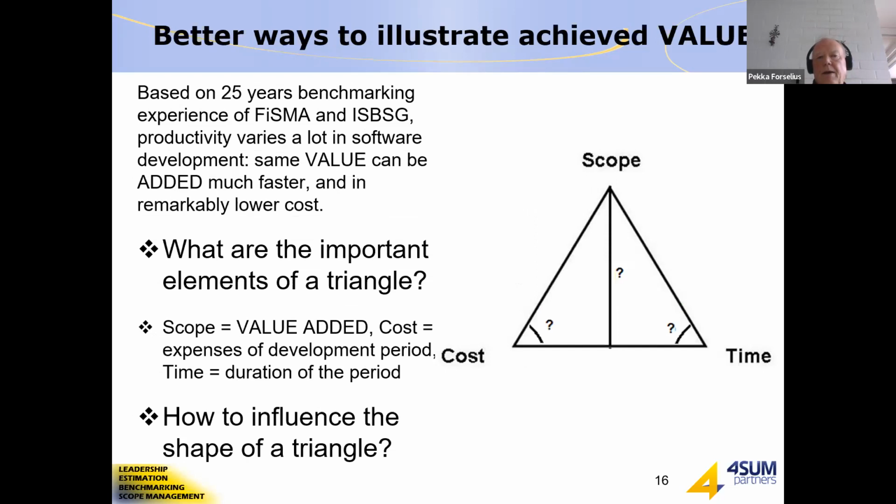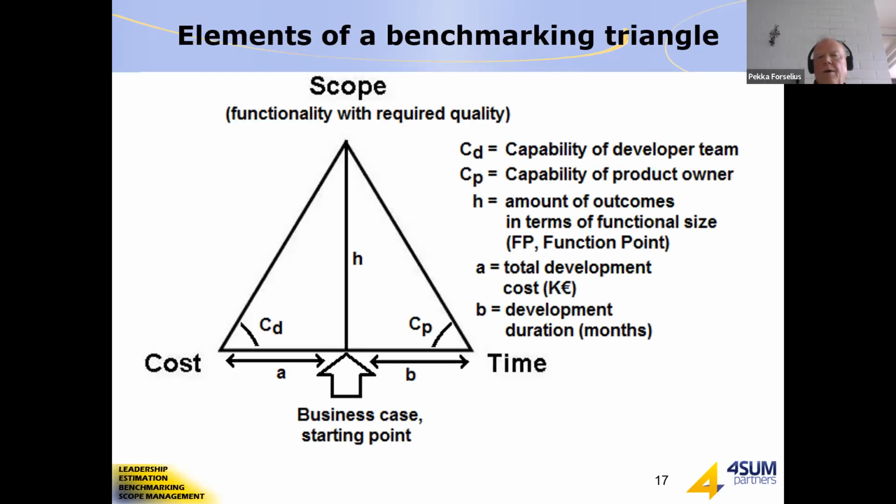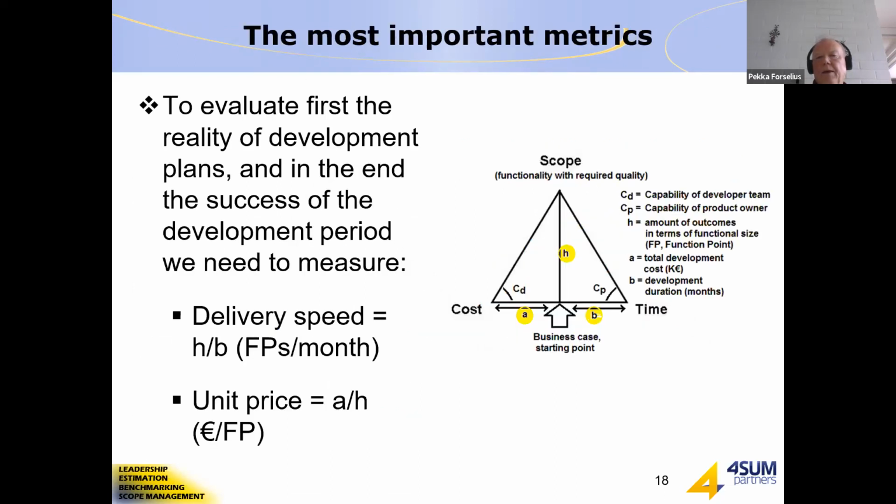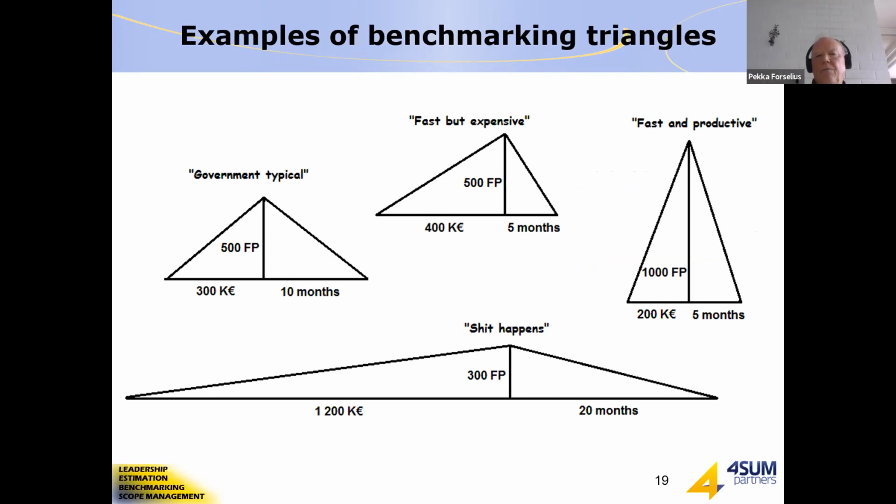I have had presentations in IT conferences before about triangle benchmarking. So we measure cost, time, and scope, meaning the value. And scope is always functionality with required quality. When we measure these three things, we can always tell the delivery speed and also the unit price, which means cost efficiency. From all the sprints and iterations that I have been measuring, I can draw a triangle.